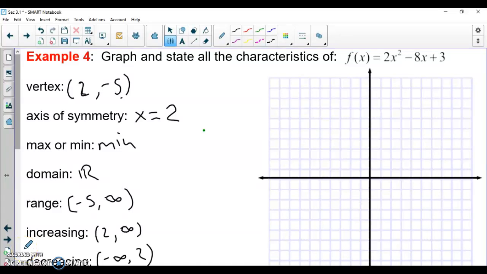Okay, so to finish up this video, the axis of symmetry comes from you simply drawing a vertical line down the middle of the vertex, or it's just simply the x value of your vertex.